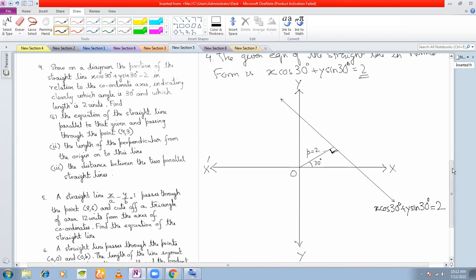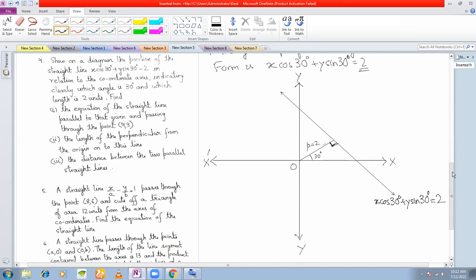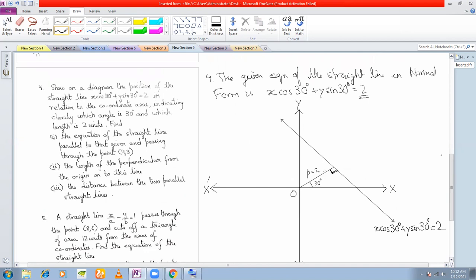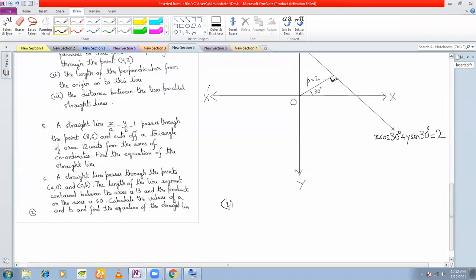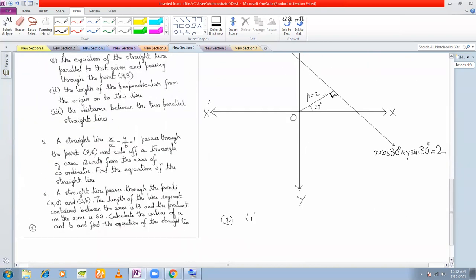Okay, fine. Now moving on, once we have represented it, we move on to the first part of the question, which states the equation of the straight line parallel to that given and passing through (4, 3). So you need to find out the equation of the straight line which is parallel to, let us call this 1, which is parallel to 1. So in order to find the equation of the straight line parallel to 1, let's write it first in the y is equal to mx plus c form. So we have x cos 30 plus y sin 30 degree is equal to 2.